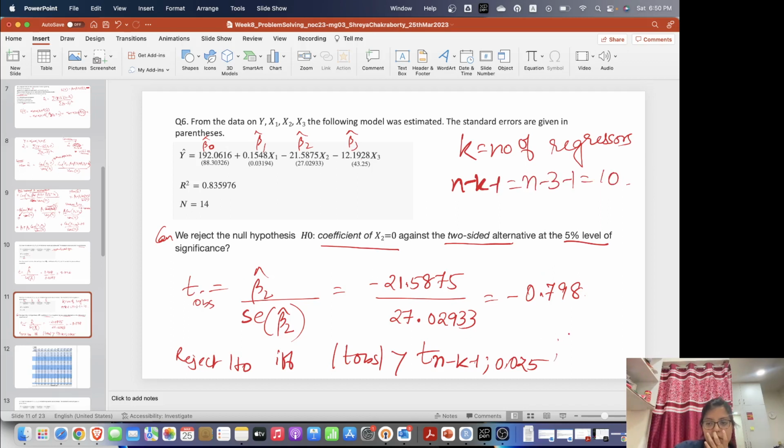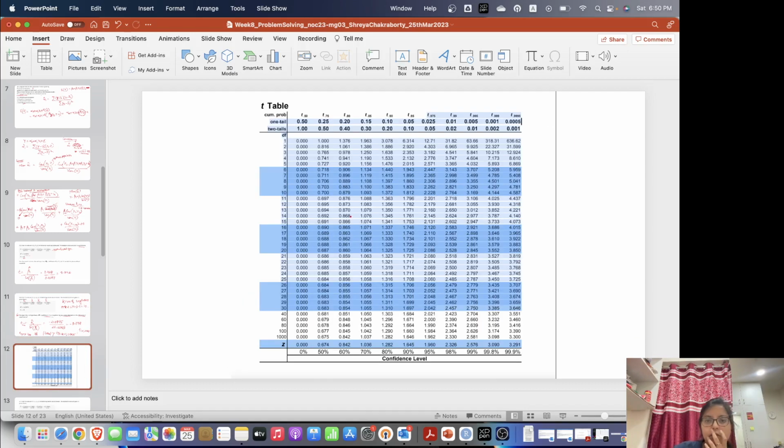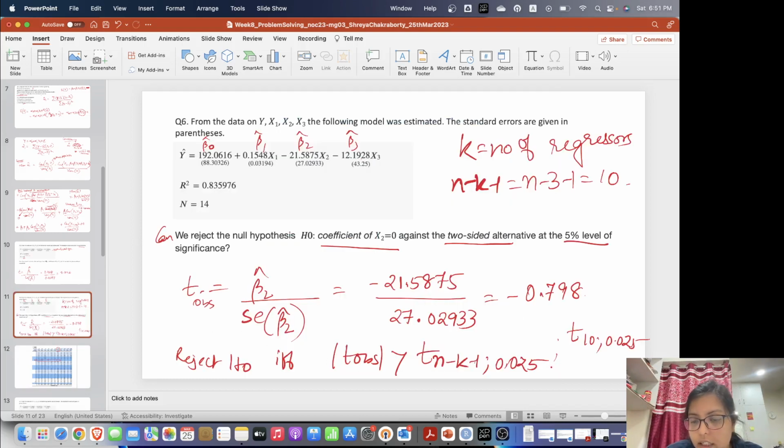So we have to find out the value of t 10, 0.025. So if we go to the t table now, we have to find out this point. The degrees of freedom we want is 10. This is the row that we are focusing on. So then this is the value 2.228. So the t critical is 2.228.